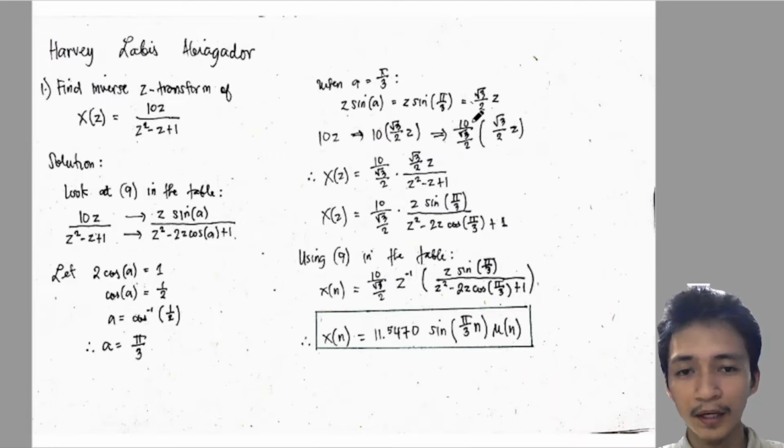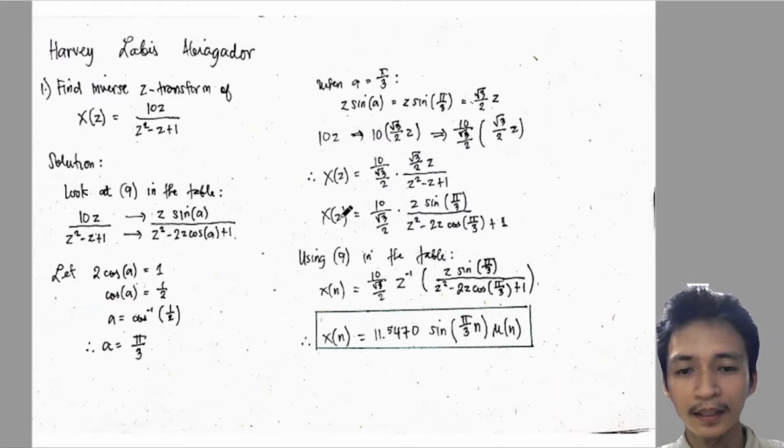Okay, so as a counteract, let's divide 10 over square root of 3 over 2, so that when you multiply these two, that will just result in 10z. Okay, so now we can rewrite X of z equals 10 over square root of 3 over 2 times square root of 3 over 2 z over z squared minus z plus 1. So this part is the 10z.